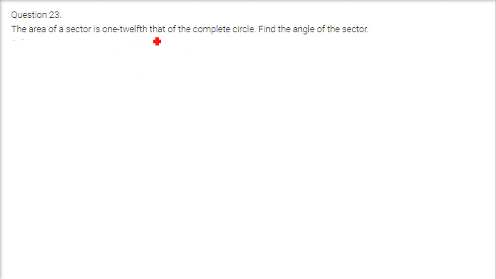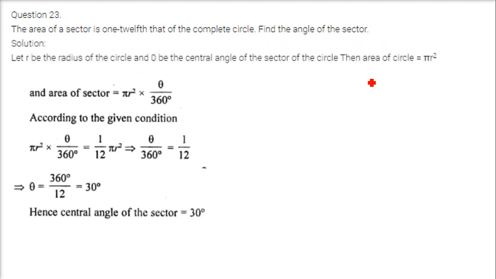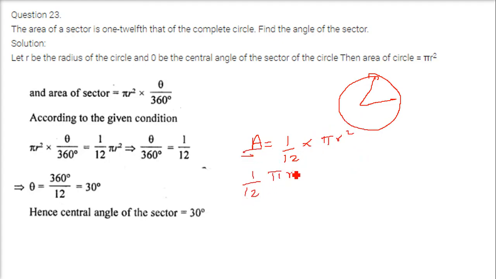The area of a sector is 1/12 that of a complete circle. Find the angle of the sector. So the area of the sector, say this is the sector. This area of the sector is 1/12 that of the complete circle. What is the area of the complete circle? It is pi r square, right? So for this area of sector, we can use the formula also. So we'll equate this to that formula. That is 1/12 of pi r square is the actual formula we know.